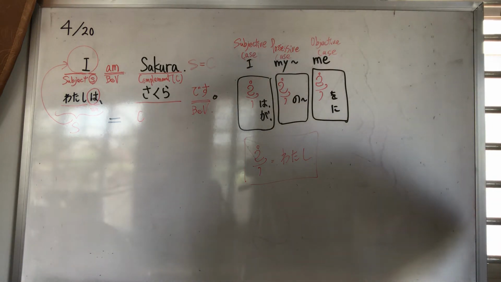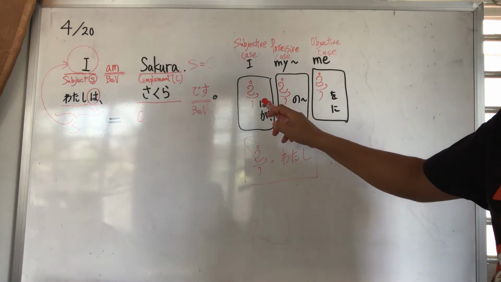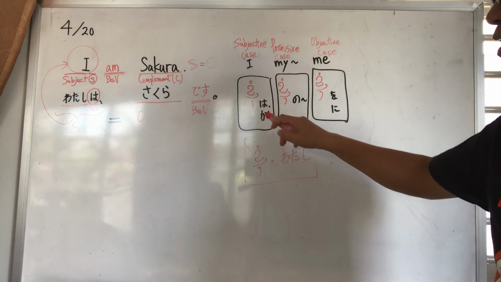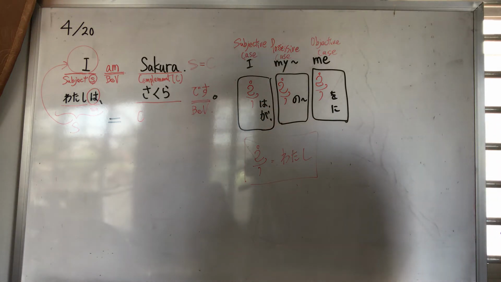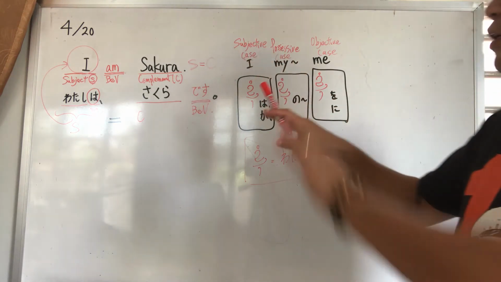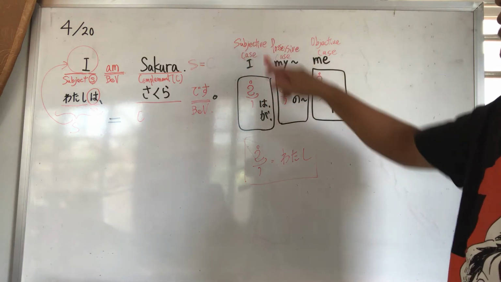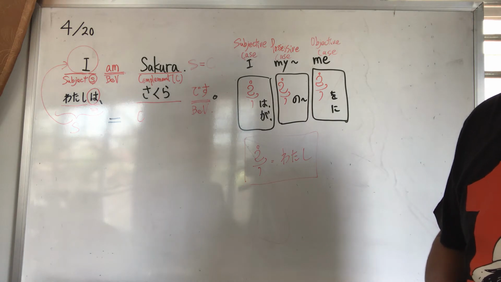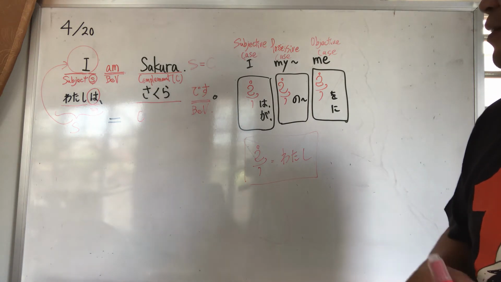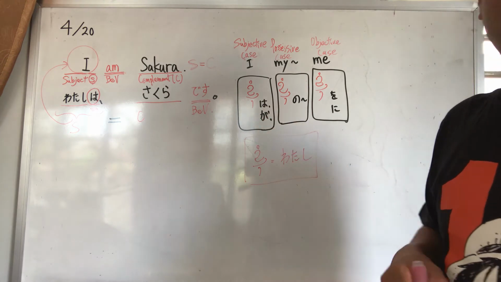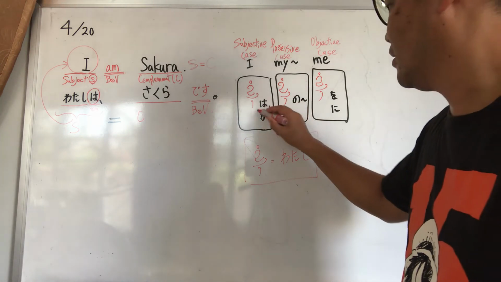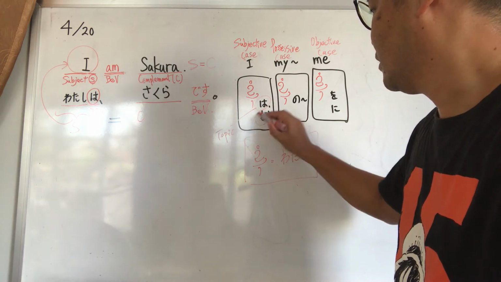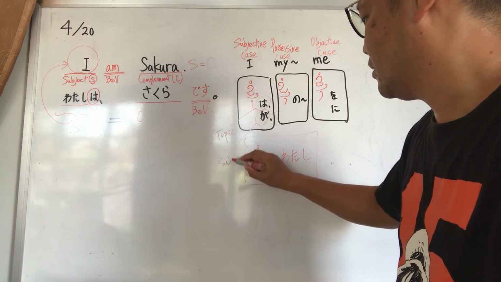Some students ask me, Sensei, when should I use watashi wa? When should I use watashi ga? Actually, I just wrote a divide for the subjective case. The wa means topic, about. The ga means this is the subject. This wa means topic. これが real subject.